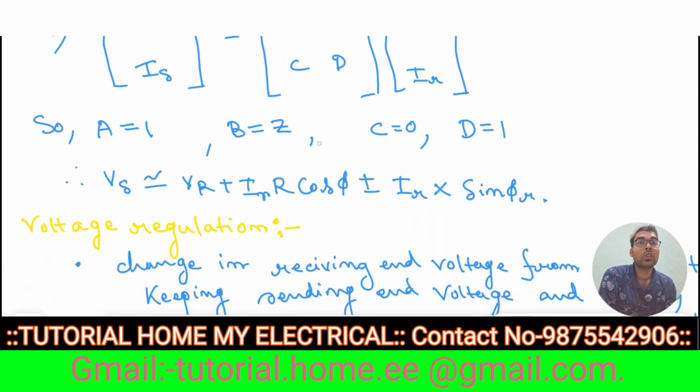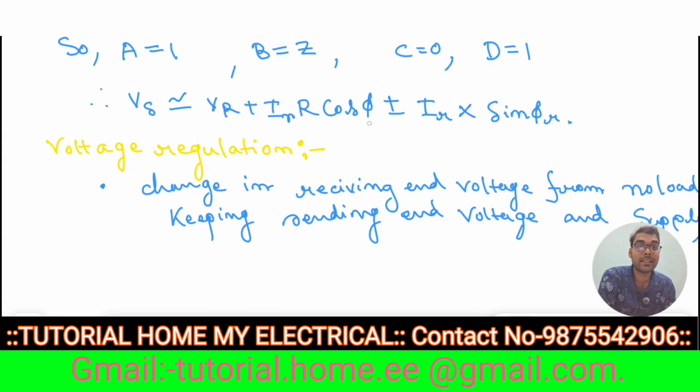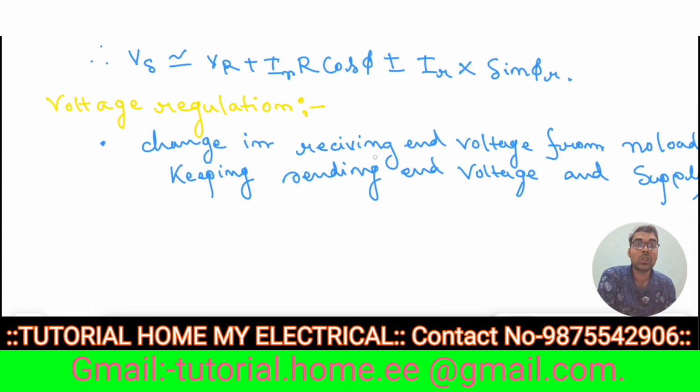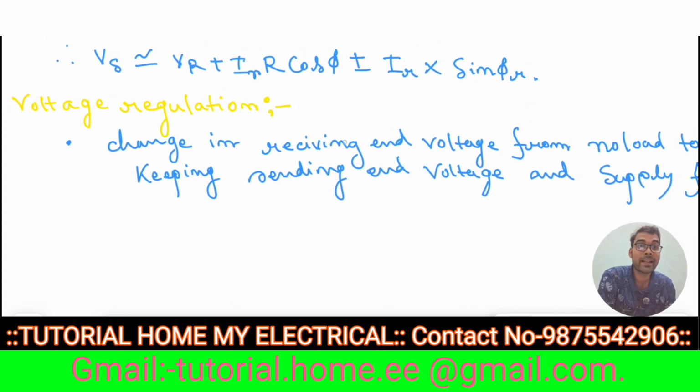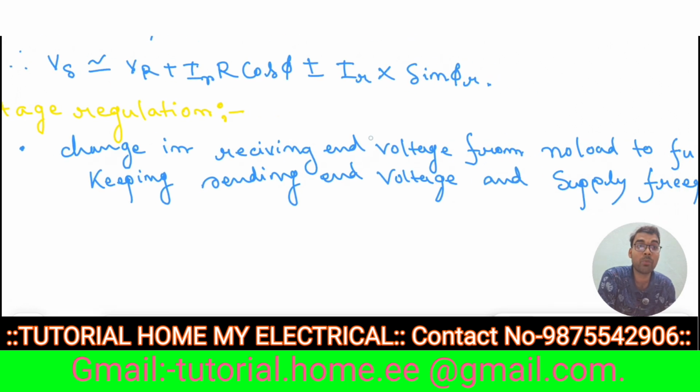Now Vs is nearly equal to Vr plus Ir, the receiving current, into R, the resistance of the transmission line, into cos phi r, plus or minus Ir into X into sin phi r. Here phi r is the load angle.